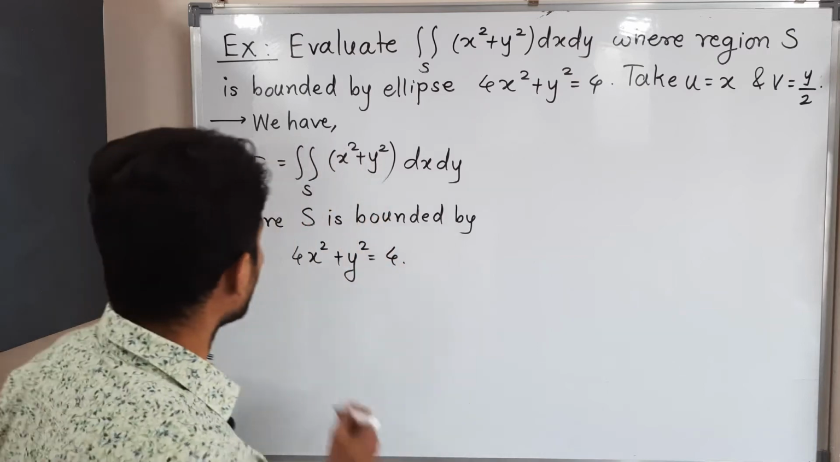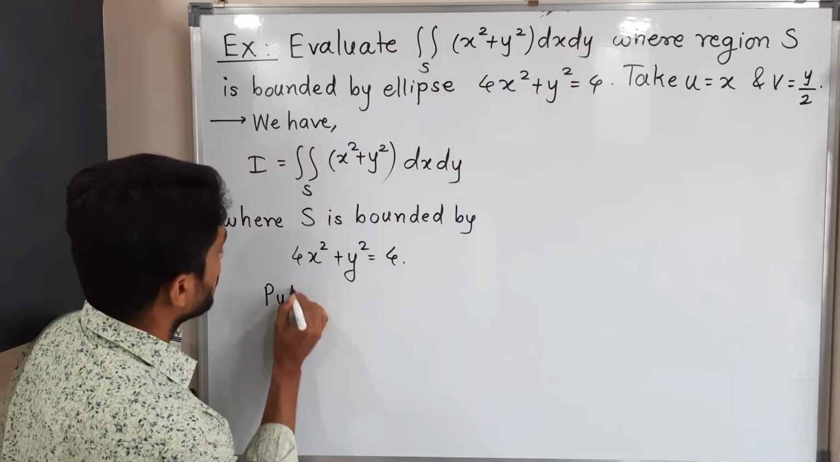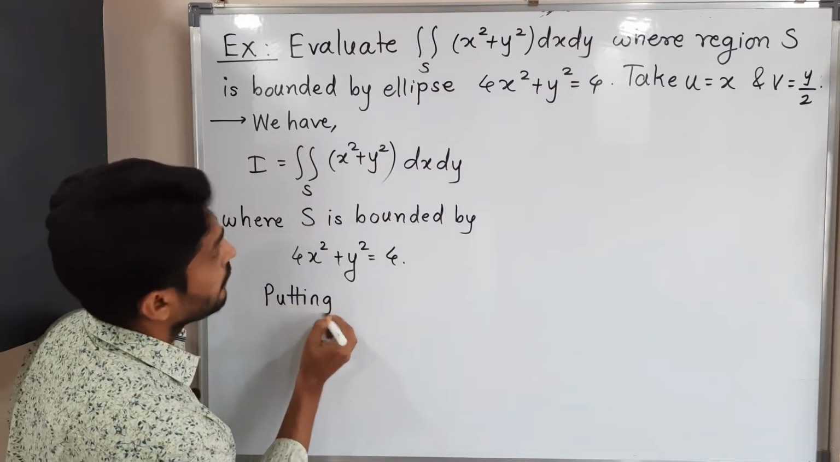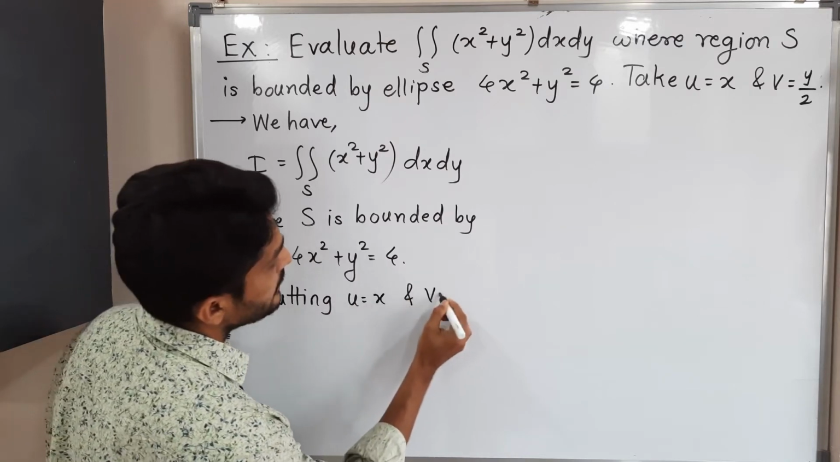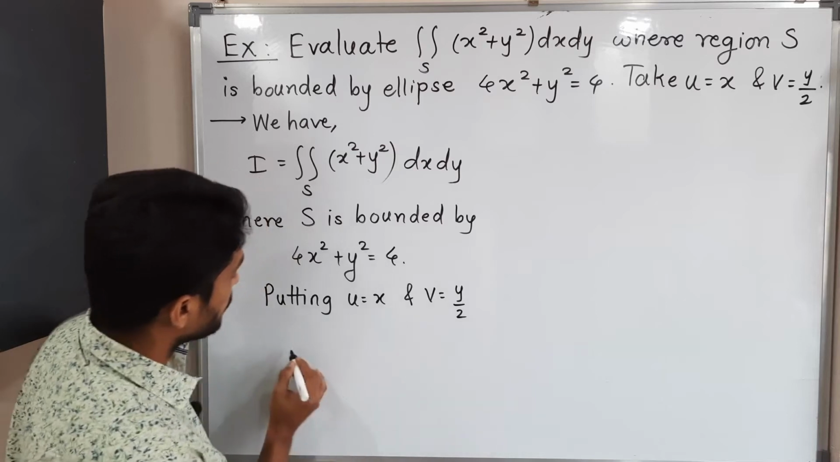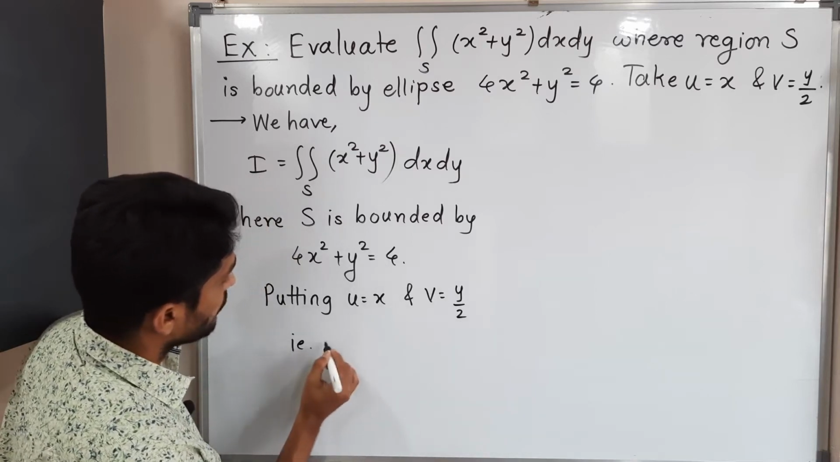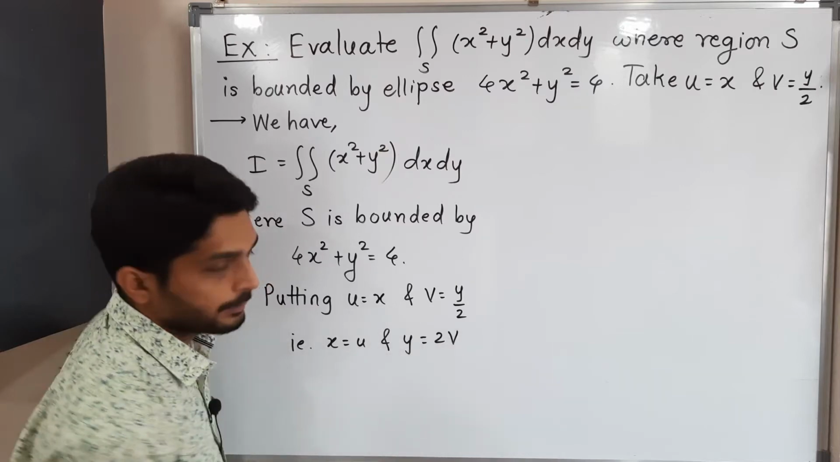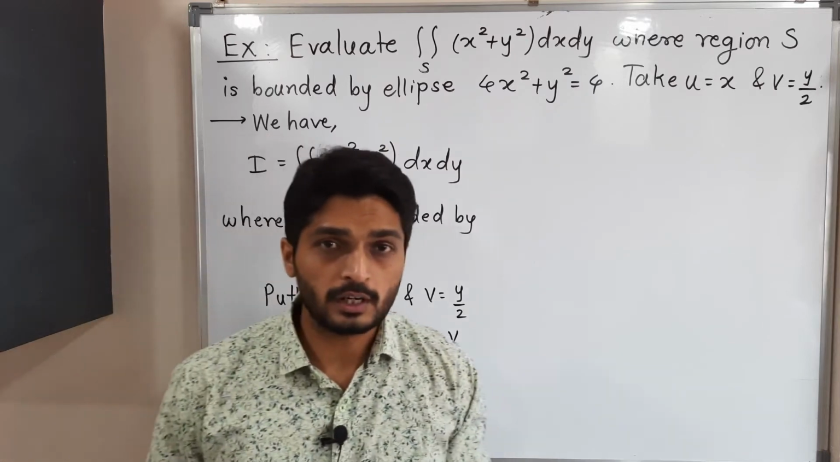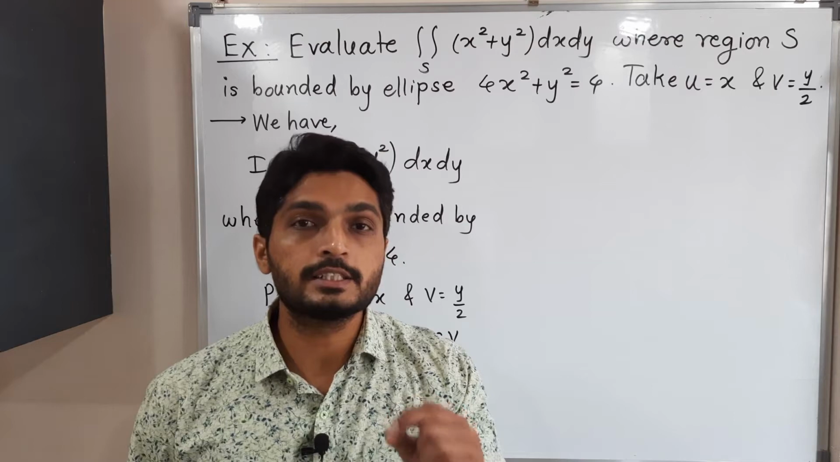Putting u is equal to x and v is equal to y by 2. That is, we can say x is equal to u and y is equal to 2v. So after substitution, our first task is to find the Jacobian.